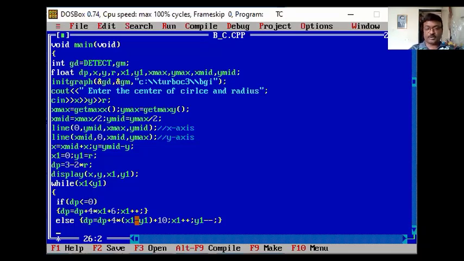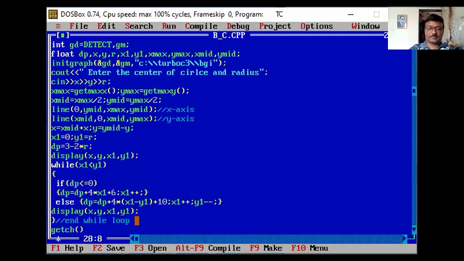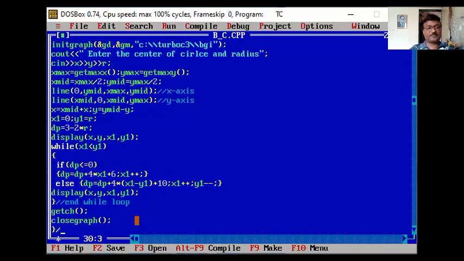Now, once you call this display function, again you can call it over here in the while loop. So what is this display function? That is display xy and x1 y1. Because this x1 y1 you have newly calculated. Here you end the while loop. Okay. Now read any one character, get here suppose after drawing this circle, and then close the graph. So this is a very simple program. It's not very big. Okay, here we may say it is the end of the main function.